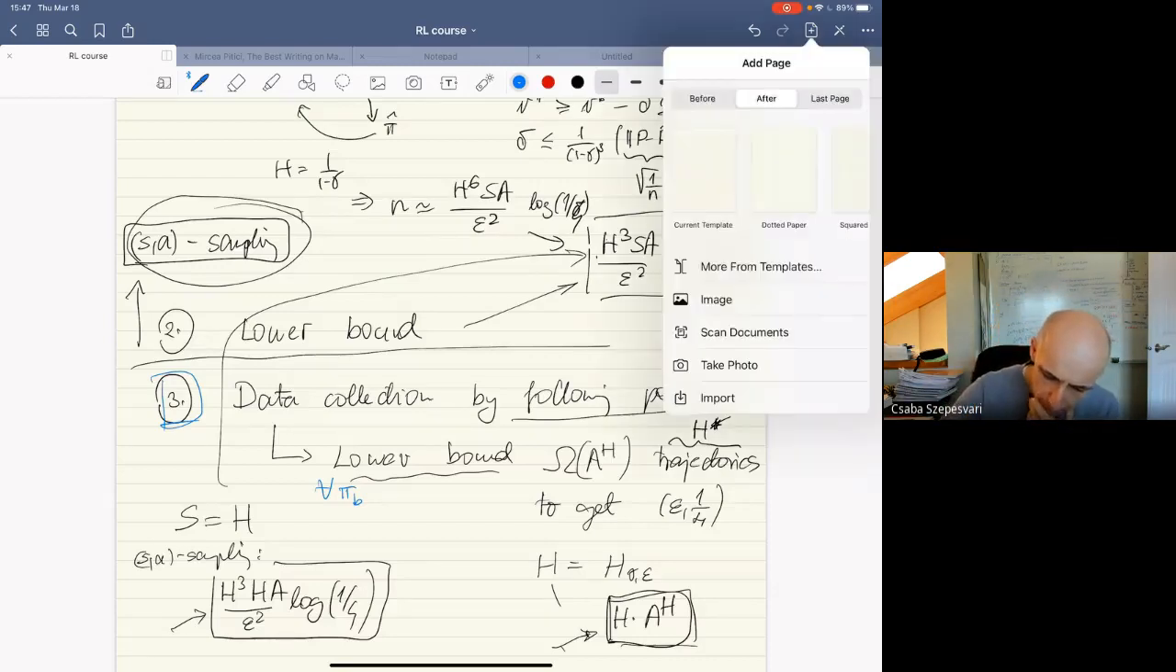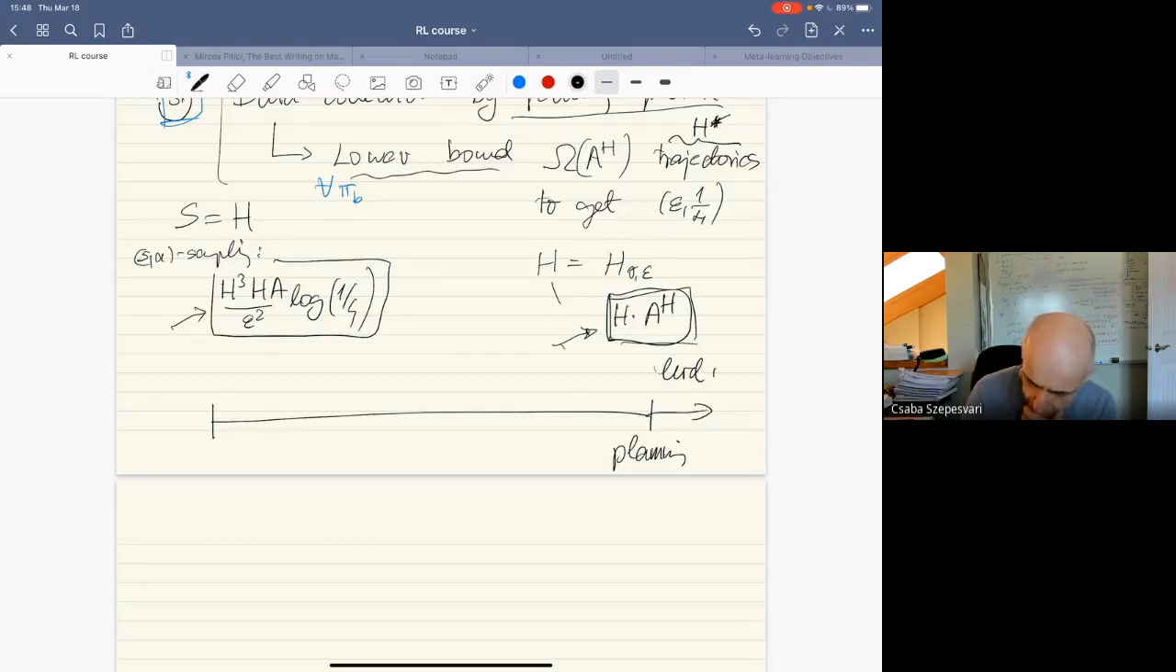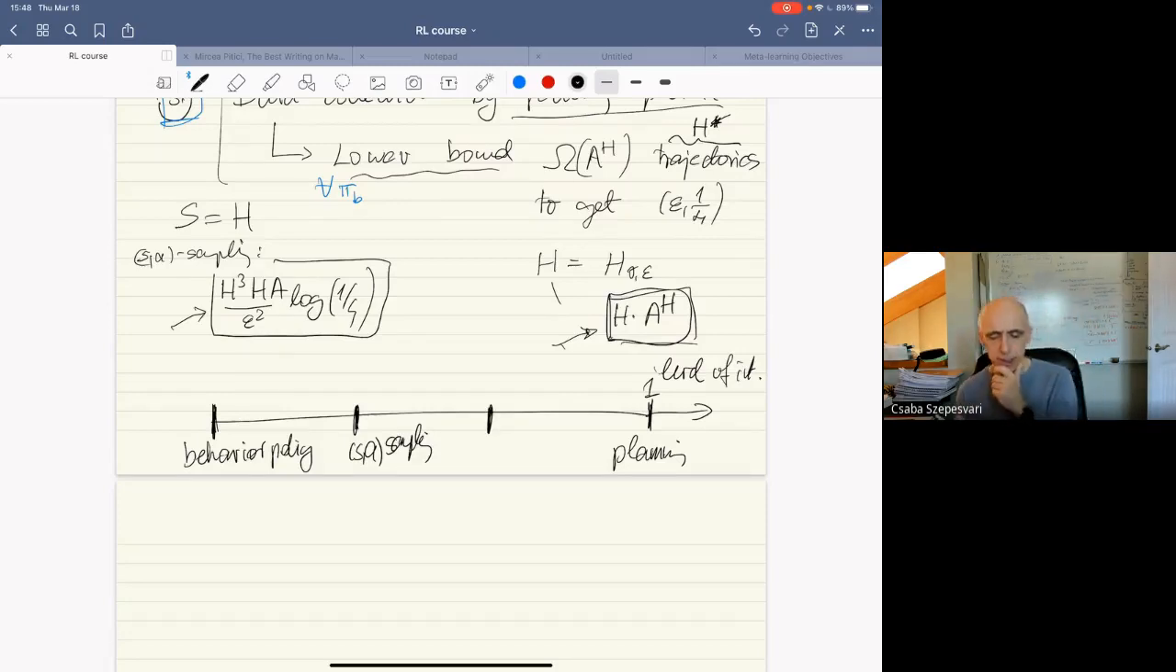Before we jump into the first subtopic, let me note that planning was the absolutely interactive way. So this axis is the level of interaction, and that's the maximum. In some way, maybe these behavior policies are like this. Following behavior policies is just the weakest form, and SA sampling is somewhere in between. There could be something in between as well, where maybe you can adapt.